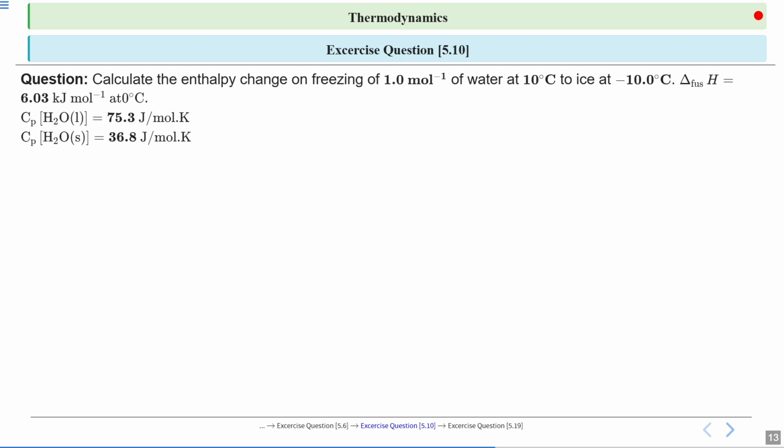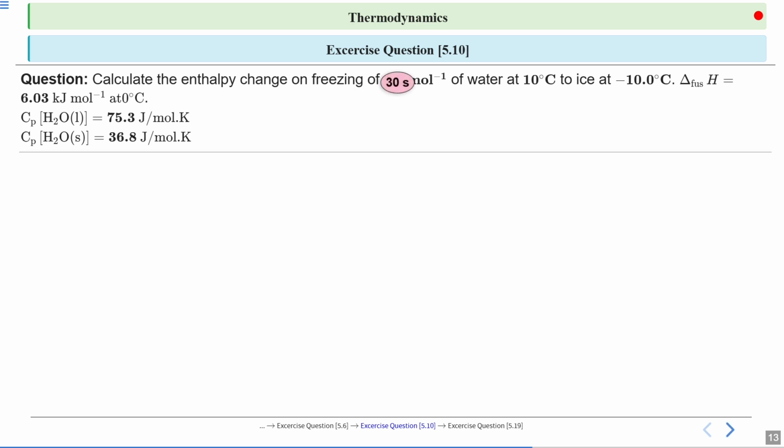Now, along with this, two must informations are given, which is heat capacity at constant pressure for the liquid water, 75.3 joule per mole per Kelvin. And then we have the heat capacity for the water in the solid state as well, which is 36.8. Now your time to solve this question starts now.